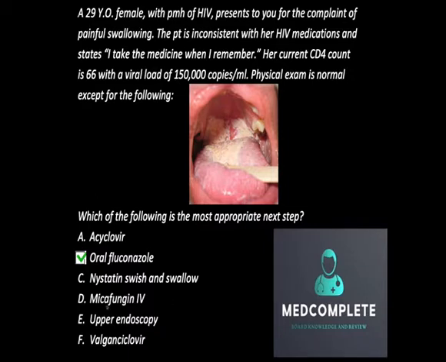The other situation where upper endoscopy would have been correct is if they have nothing in the oral cavity. So if the oral cavity is absolutely clear and this patient's complaining of dysphagia, you should do an upper endoscopy to confirm what the lesion is and the cause of that. So it depends on what they give you on the test.